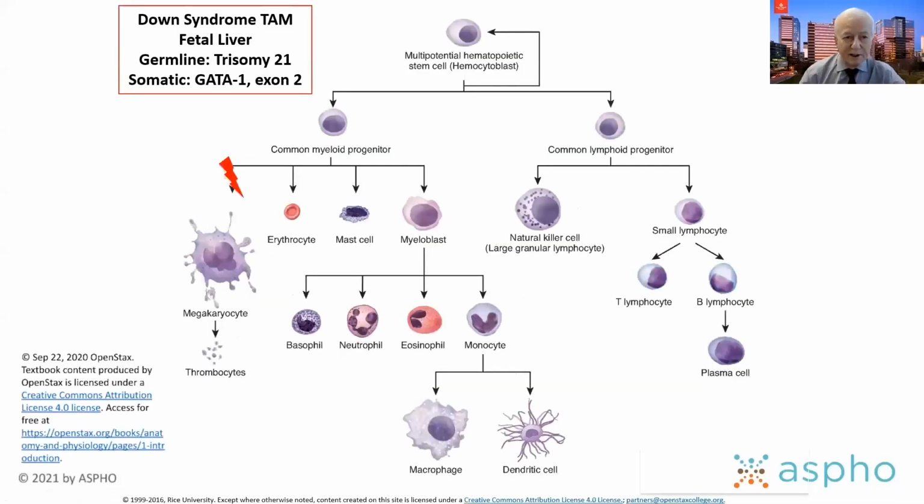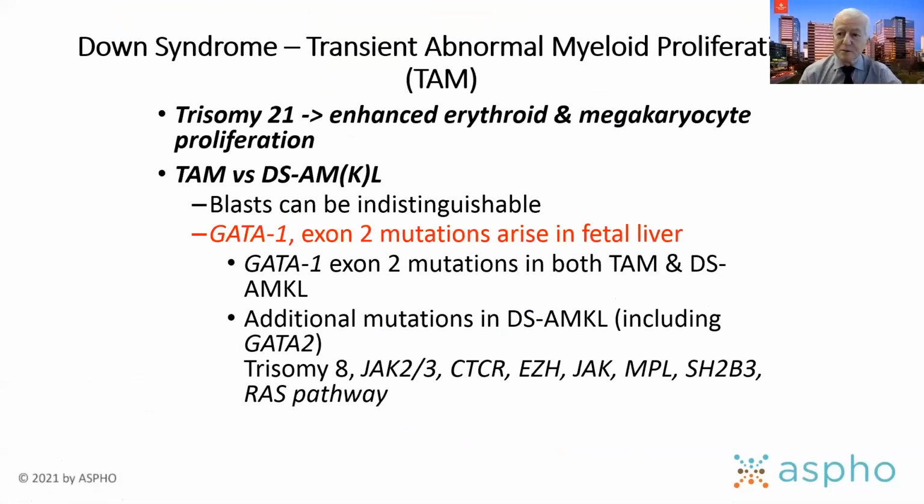So for the Down syndrome patients with their germline trisomy 21, they develop a somatic GATA1 mutation in the fetal liver, which leads to abnormal megakaryocyte production and megakaryocyte abnormalities in peripheral blood and the bone marrow. This happens because in trisomy 21, there's enhanced erythroid and megakaryocyte proliferation, which sets up the background for the GATA1 mutations in the fetal liver.